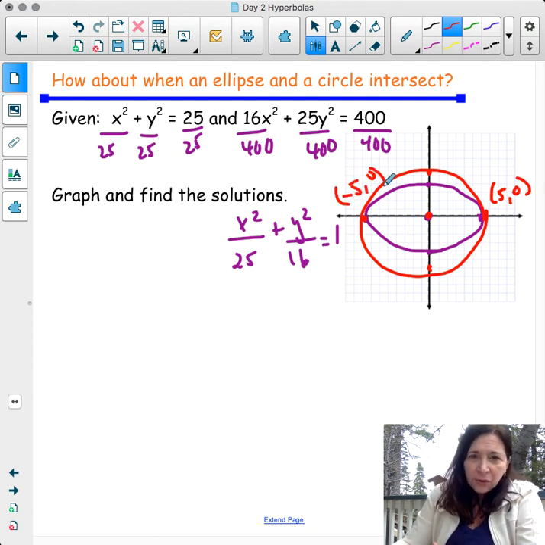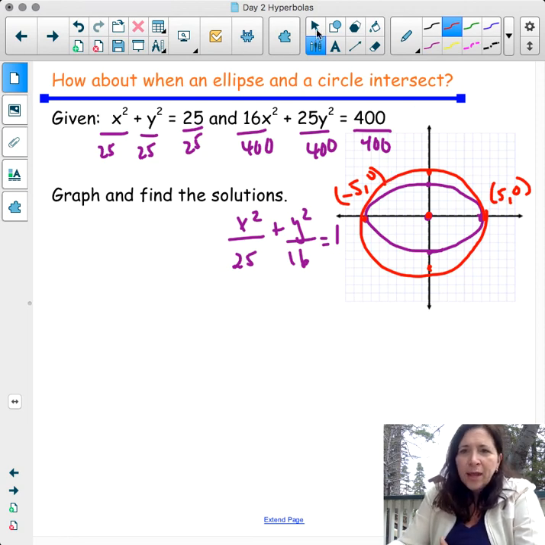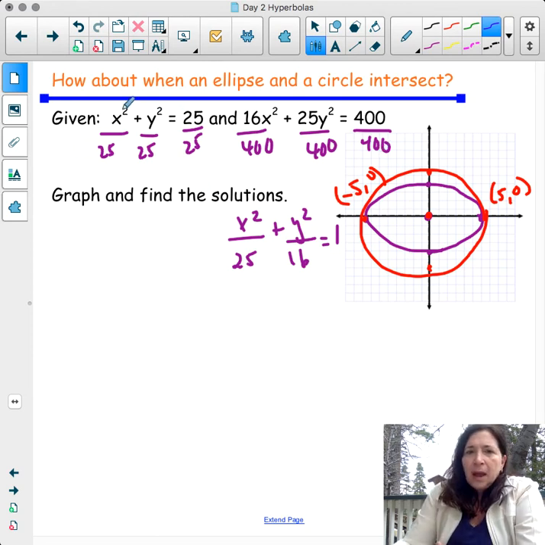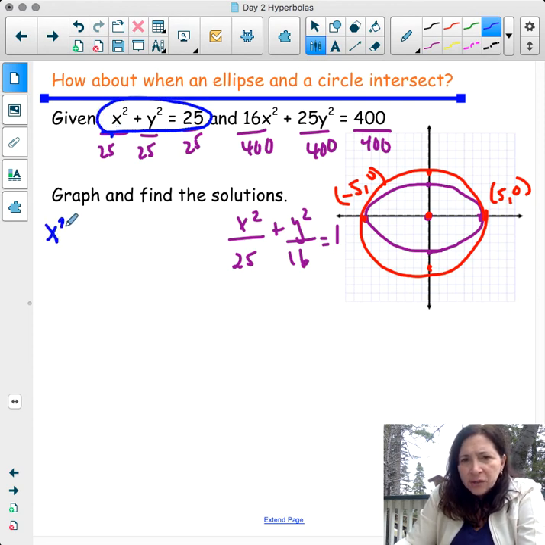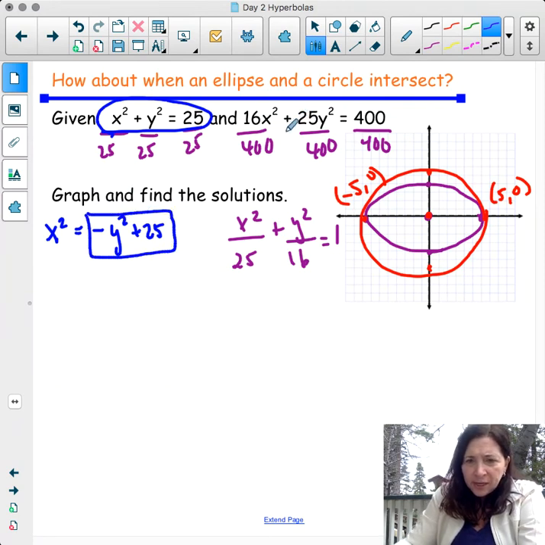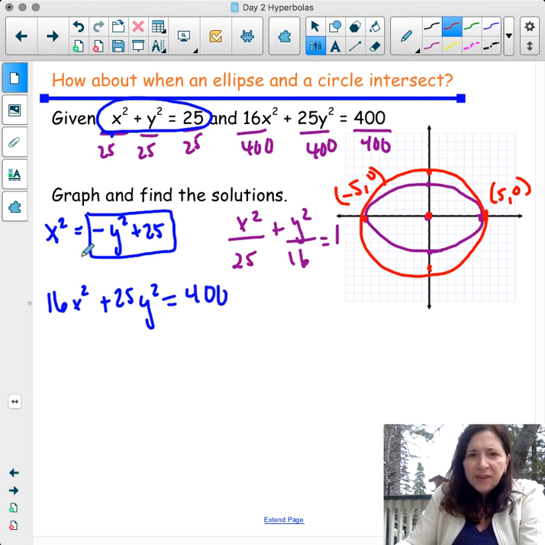However, I would like you to prove that. And the way you're going to prove that is you're going to plug in one equation into the other. And I'm just going to solve for x squared. So I'm going to take this top equation right here. I'm going to solve for x squared. So x squared is equal to negative y squared plus 25. And where I see an x squared, I'm going to plug this into the other equation. So we're going to go from this equation that says 16x squared plus 25y squared is equal to 400. Where I see the x squared, that's where I'm going to plug this value in right here.